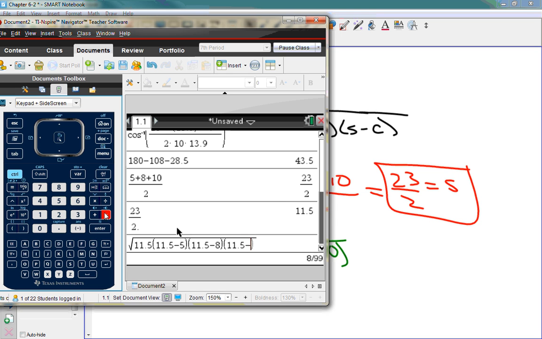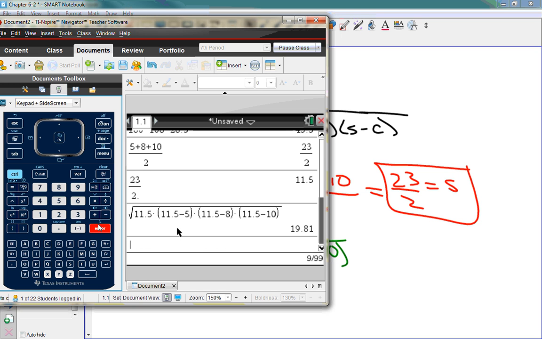Let's see. That's going to give you the 19.81. That is the area. Now what does that mean?